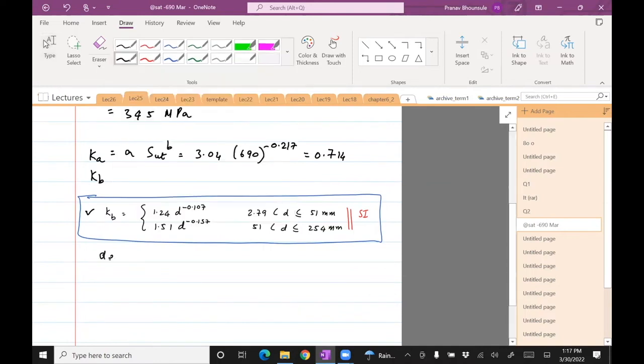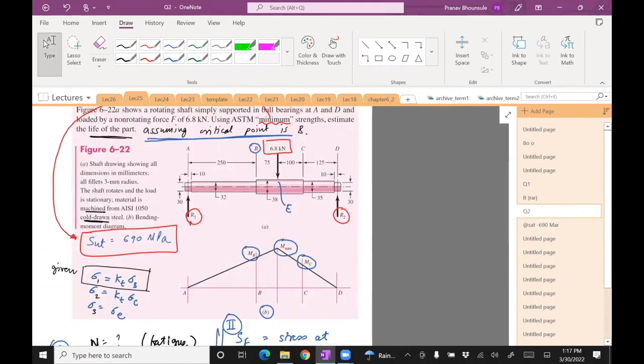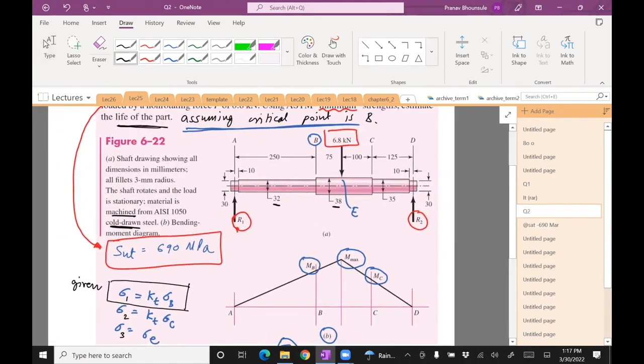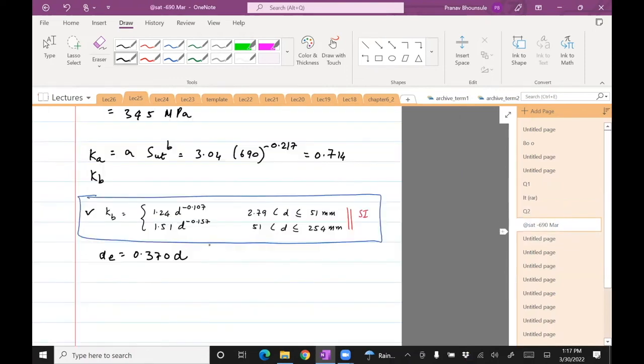Okay, so let's compute DE. That's 0.370 D. D is the diameter. So let's go back to the figure and see what the diameter is. 32 and 38. So the critical one is the smaller one, so let's use 32. So 0.370 times 32, the smaller diameter is critical. So that is DE.